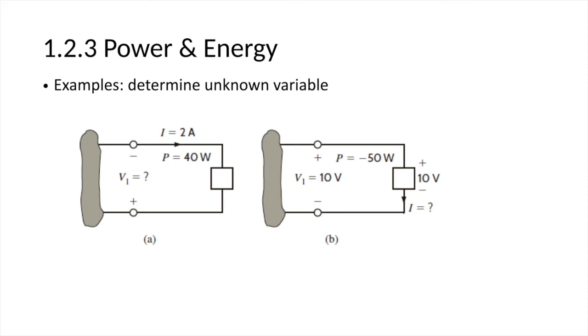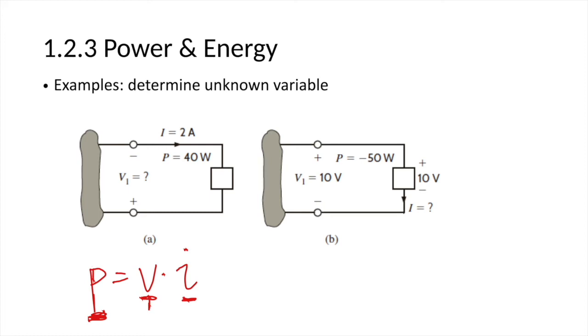So in the previous examples, we know P equals voltage multiplied by current. And in the previous examples, we knew the voltage and the current, and we calculated the power. In this example, the power is given, and either voltage or current is given, and the other is unknown. You need to calculate it.